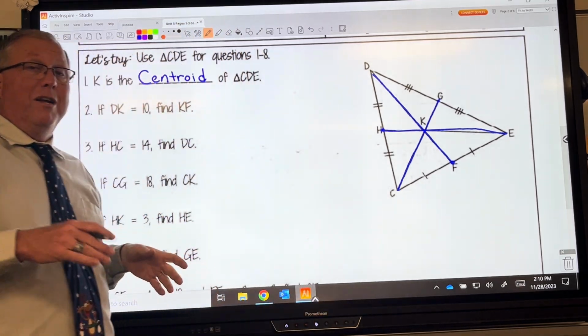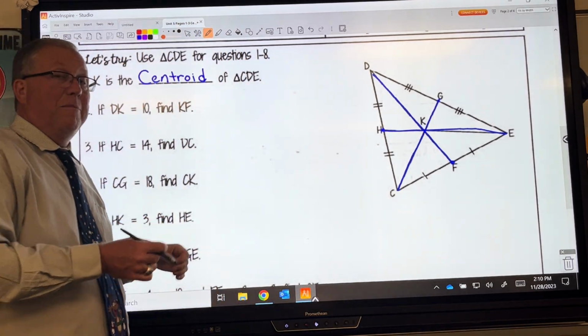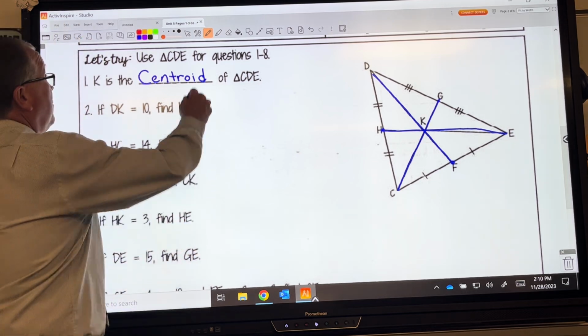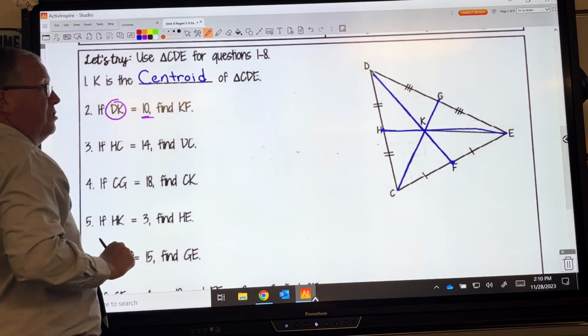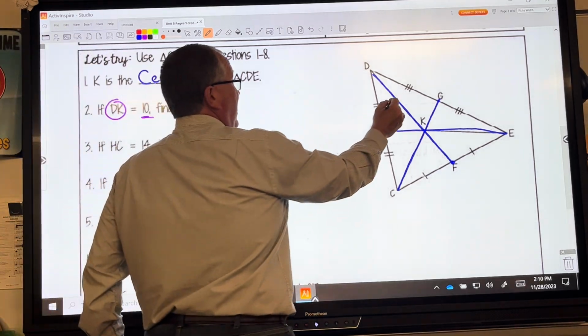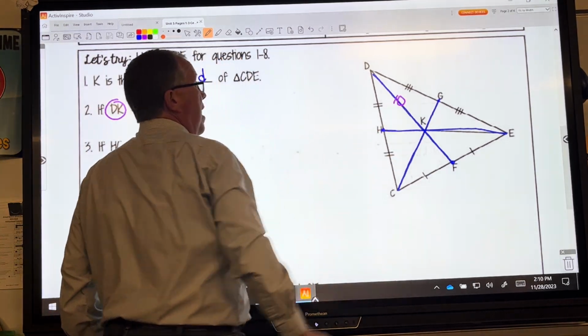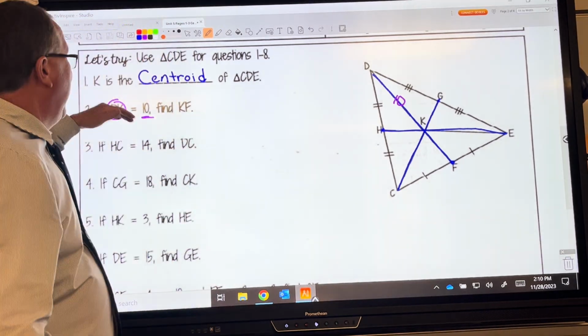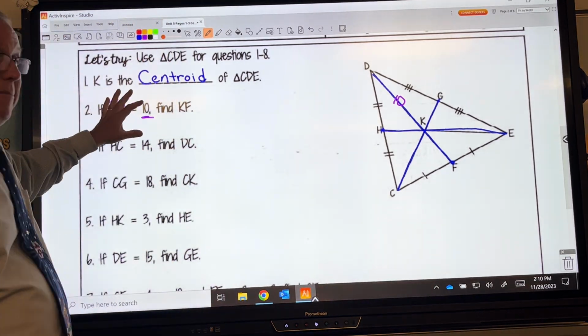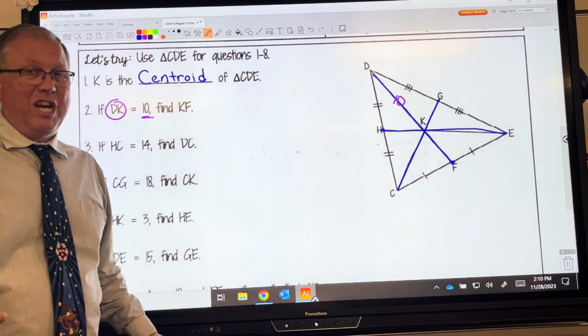Right? And remember, small is half of big, or big is double the small section. So the first one over here says, hey, if DK is 10, so come over and mark that. If DK right here is 10. Now I need to put a little disclaimer here, just so you guys know. Just because DK is 10 in this question does not mean it's going to be 10 throughout the whole thing, right? They change these around, just so you know.